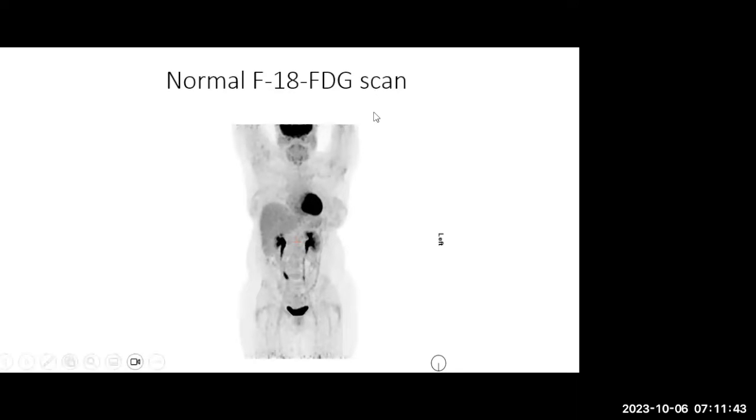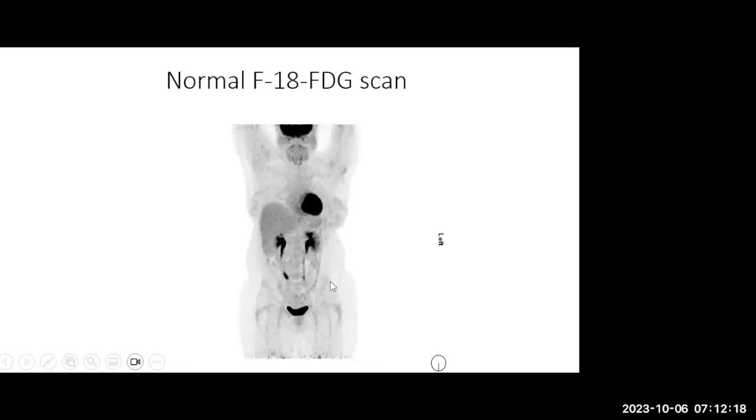The next thing I want to do before moving on is show you what a normal F18 FDG scan looks like, because I'm going to be showing you images. This is usually the typical field of view that we include, from base of skull to mid-thigh. You can see intense physiologic activity in the brain. It uses a lot of glucose, right? You can see the liver and the spleen, and FDG is excreted physiologically through the kidneys.